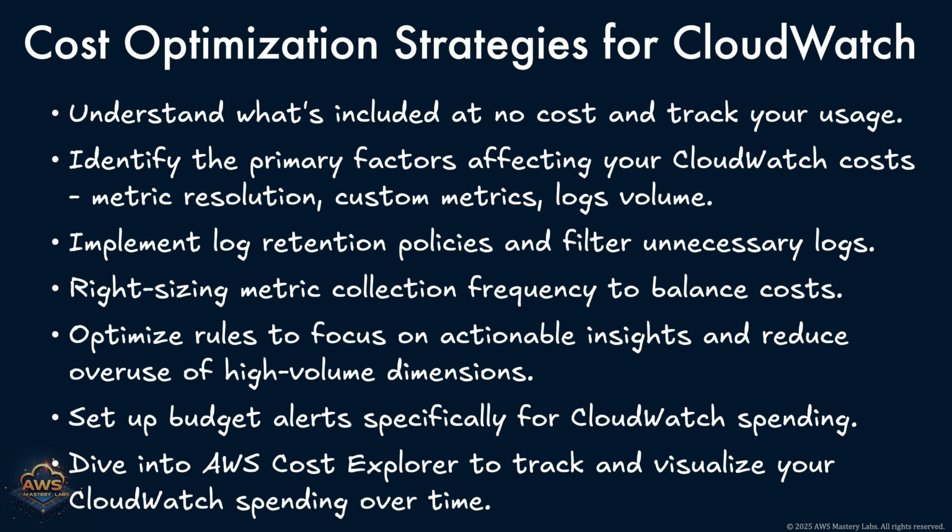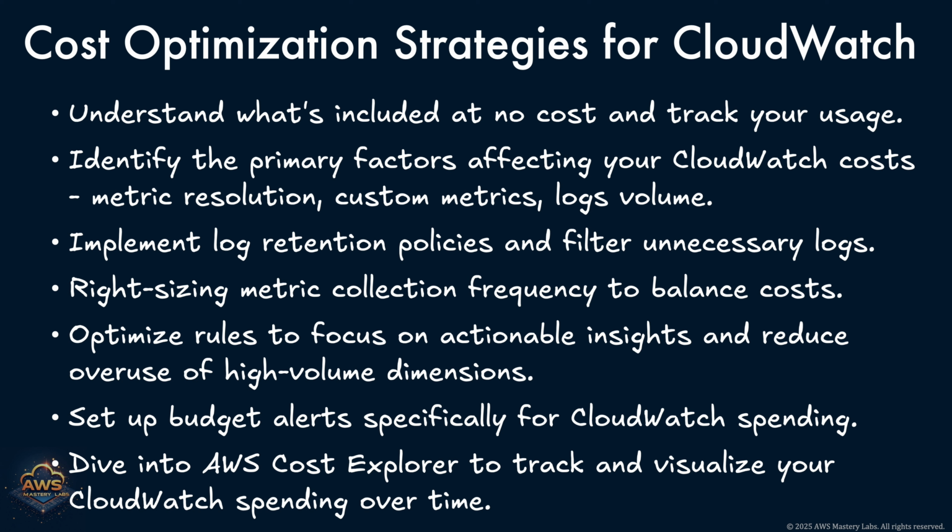Similarly, for metrics, avoid collecting at 1-second resolution unless absolutely necessary. By right-sizing the collection frequency, you can strike a balance between observability and cost. If you're using contributor insights, remember that analyzing high cardinality datasets like IP addresses or user IDs can become expensive. Optimize rules to focus on actionable insights and reduce overuse of high-volume dimensions.